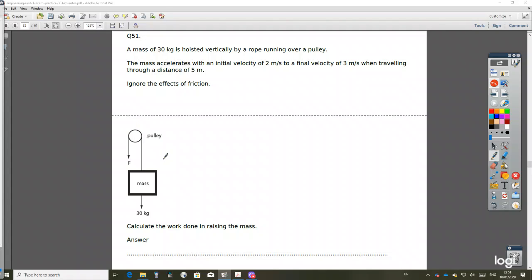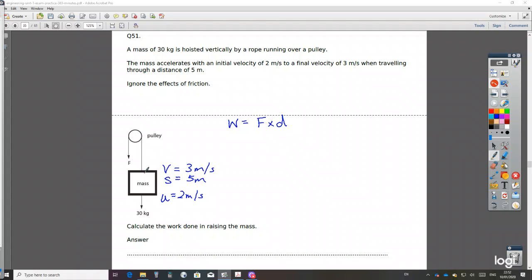So what we know for now is that the initial velocity is 2 meters per second, the final velocity is 3 meters per second, and we move this mass by 5 meters. So what should we be finding? Well, first of all, let's look at work done. To find work done, we know the formula is force times distance. However, is this the only work done?